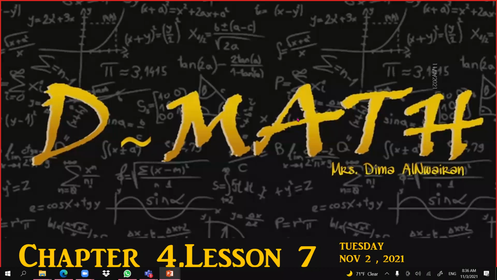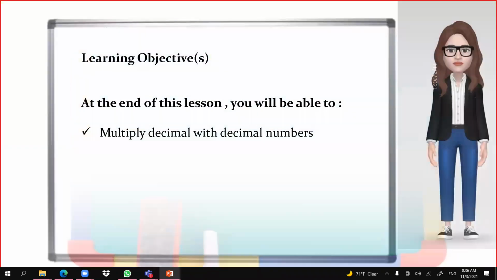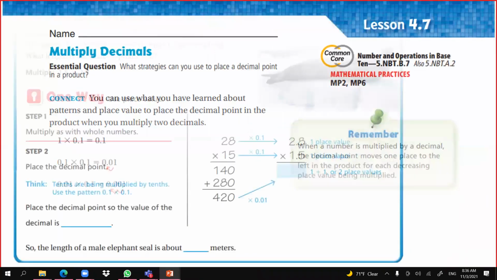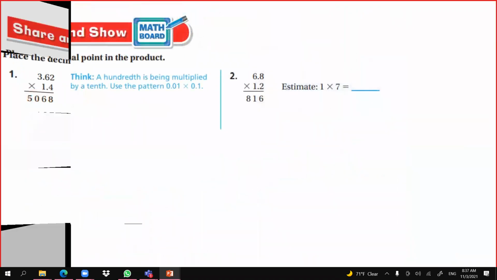Good morning. Today, we're going to continue our lesson in chapter 4, lesson 7, which is about multiplying decimals. As we said yesterday, in order to multiply decimals, first of all, multiply them as whole numbers. Then, after you finish multiplication, count how many digits are after the decimal point, add them together, then locate the decimal point in the product of the two numbers.